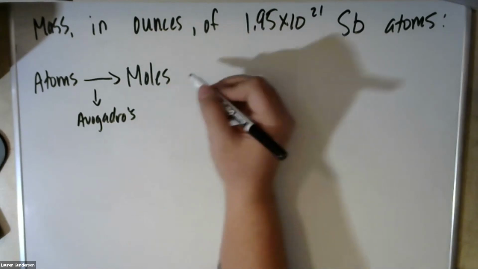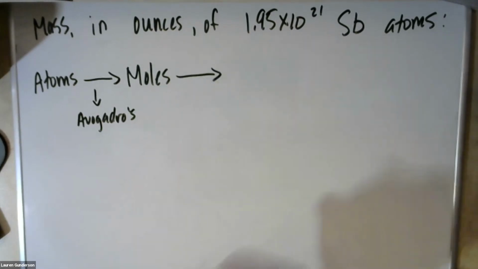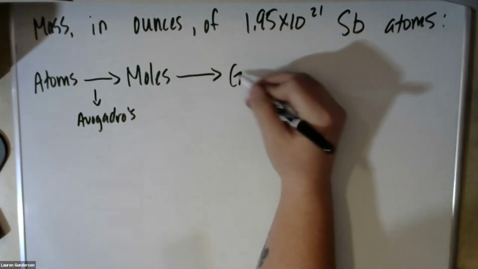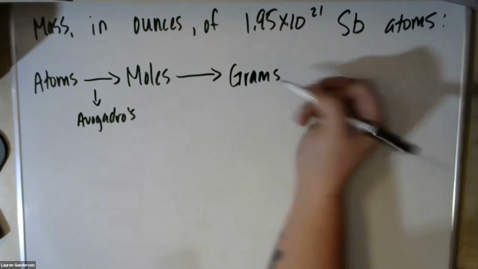Once you have the number in terms of moles, you can use your periodic table, look up antimony, and convert it from moles into grams.